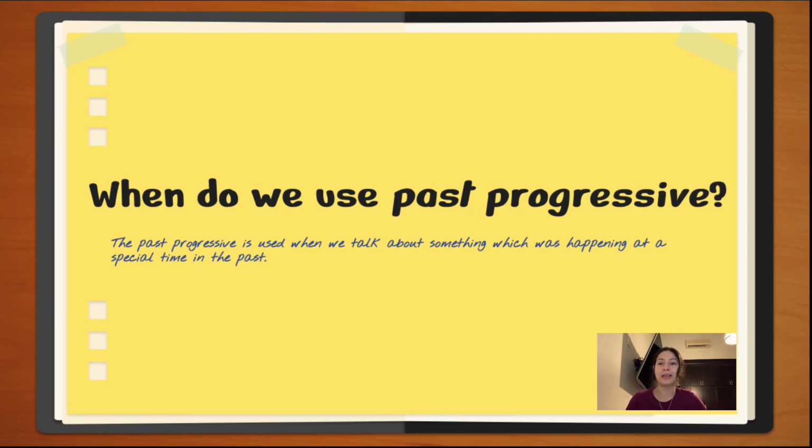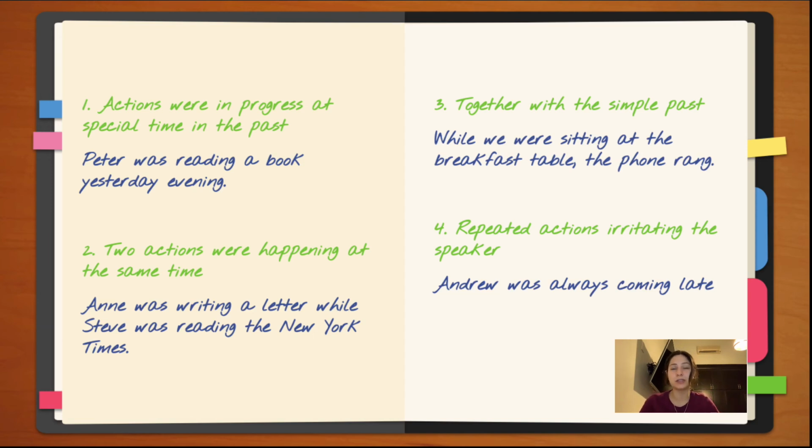So, when do we use the past progressive? The past progressive is used when we talk about something which is happening at a special time in the past. Now, in the screen we can see some examples of some different situations in which we use the past progressive. For example, number 1. Actions were in progress at the special time in the past. And the example is, Peter was reading a book yesterday evening. Then number 2. 2 actions were happening at the same time. Anne was writing a letter while Steve was reading the New York Times.